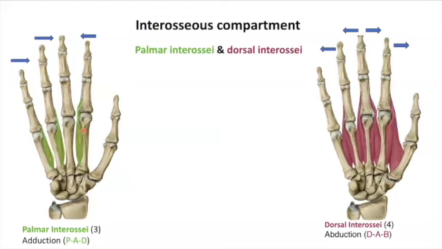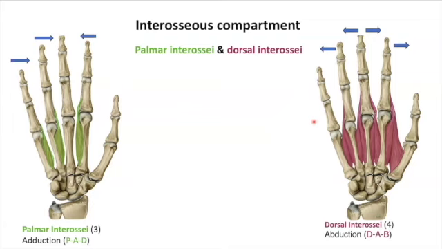The last compartment is the interosseous compartment. So interosseous, osseous means bone. So these muscles are found in between the metacarpals. That's why they are known as interosseous. So we have two interosseous muscles: palmar interossei and dorsal interossei muscles. We have three palmar interossei muscles, and they act on index finger, ring finger, and little finger. And the palmar interossei, their action is adduction. They will move these digits towards the middle finger. So their action is adduction.